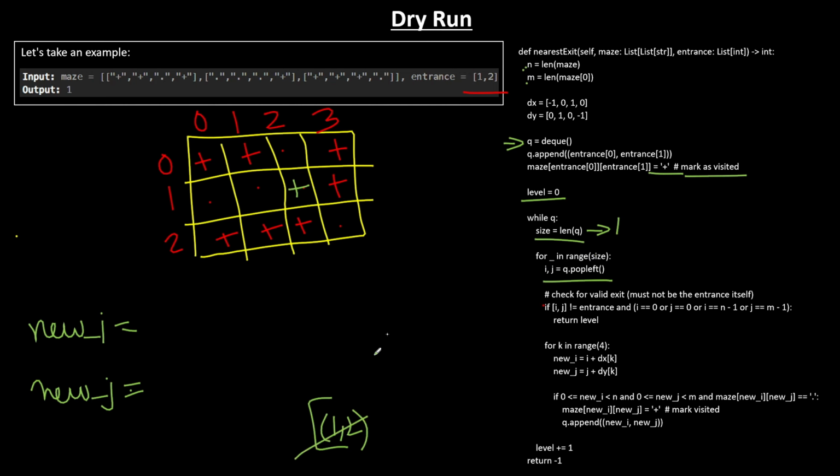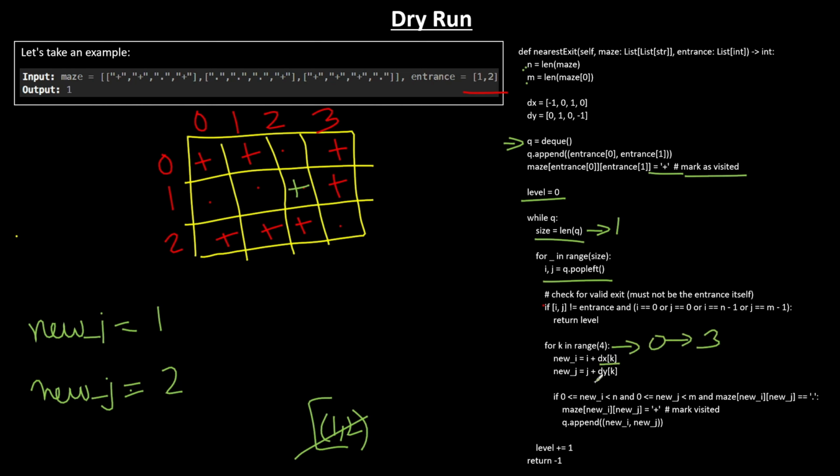This is popped. Now we check if 1 comma 2 is not equal to the dimensions of the entrance cell. It is equal, right? So this condition becomes false. Now we come to the for loop part here, which I've written already. Now i is 1 here and j is 2 here, and k goes from 0 to 3. I hope you understood this thing.